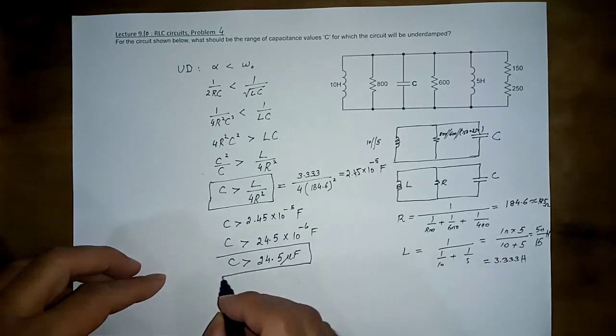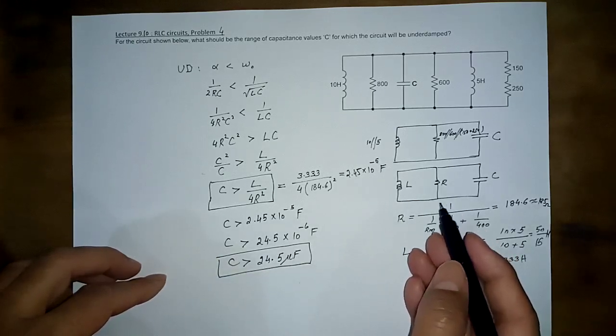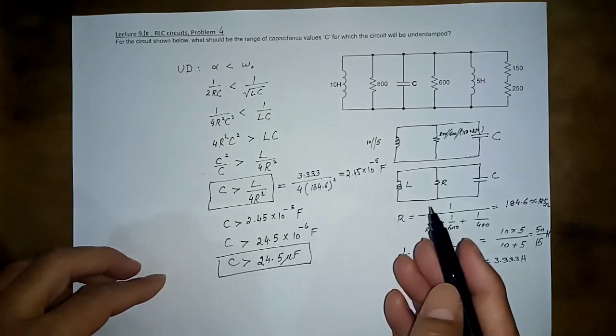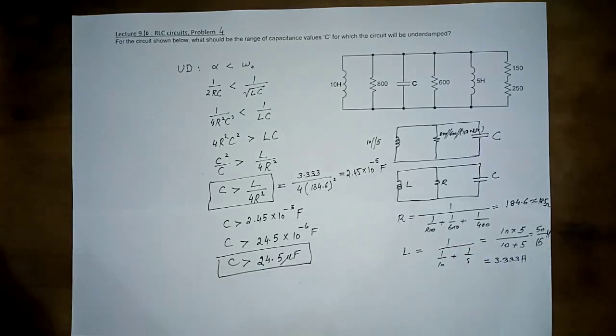So if you use any capacitance in this circuit that has a value greater than 24.5 microfarad, for all other things the same, the circuit is going to be underdamped.